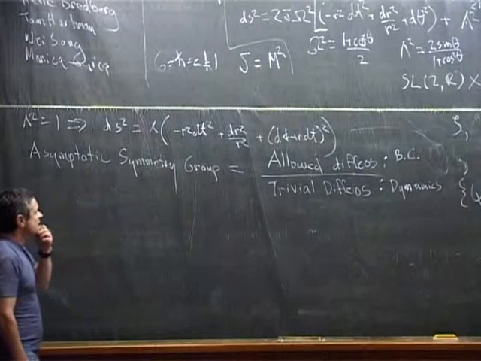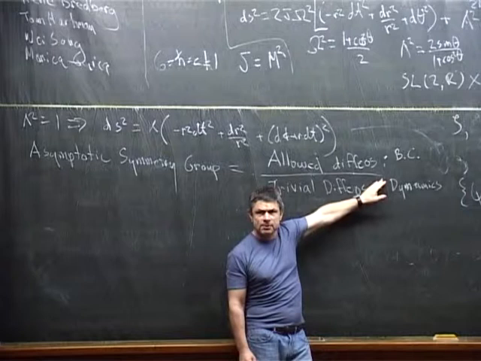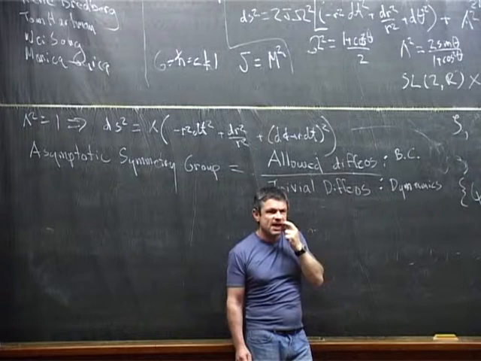Now, there may be different definitions of the theory with different asymptotic symmetry groups. There are examples of that. But generally, it's pretty hard to find one. The problem here is you have to find a consistent solution.